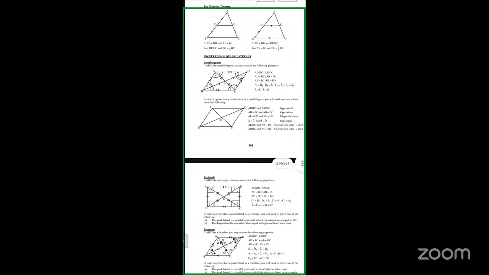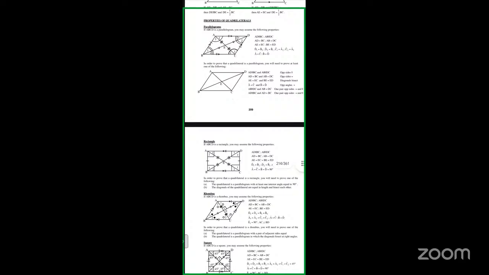Your reason can be alternate angles. Why? Because AD is parallel to BC. Or you can play around with your maths. D2 is equal to B1, alternate angles. You state also your parallel lines. Same applies with the rectangle.